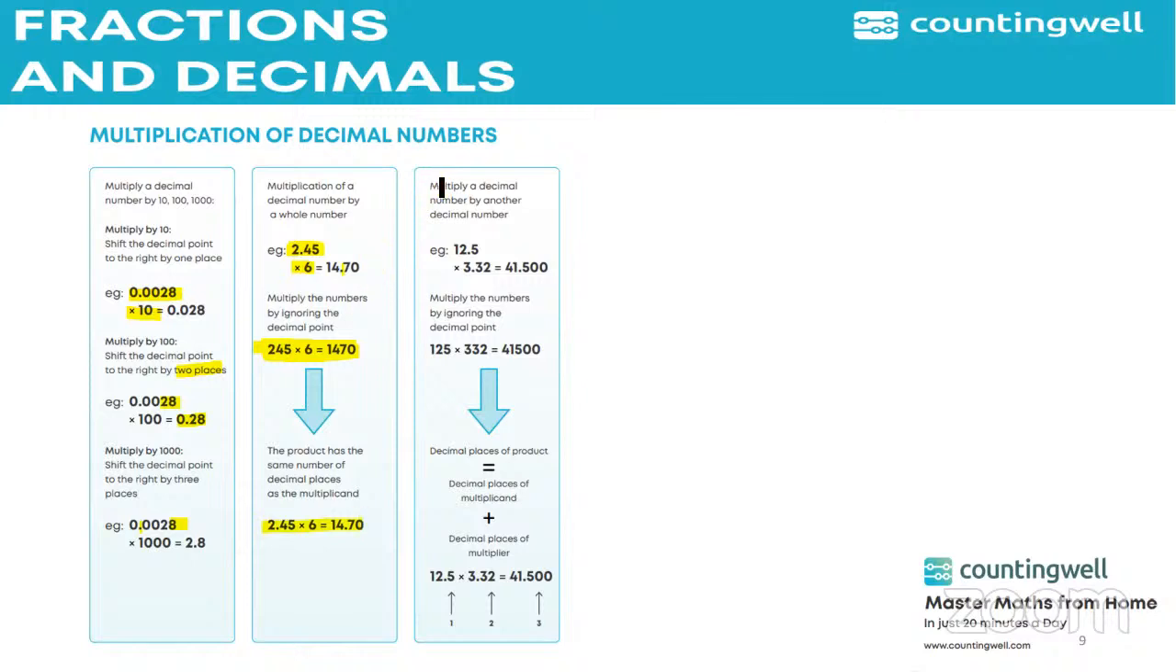Now let us see how to multiply a decimal number by another decimal number. First, you have to multiply the numbers by ignoring the decimal point. So we have the multiplication as 41500. Next, you have to check after how many places the decimal points are placed in the respective decimal numbers, and then we have to add those numbers of decimal places of the multiplier. So we have the decimal point after three places from the right end, so 41.500.